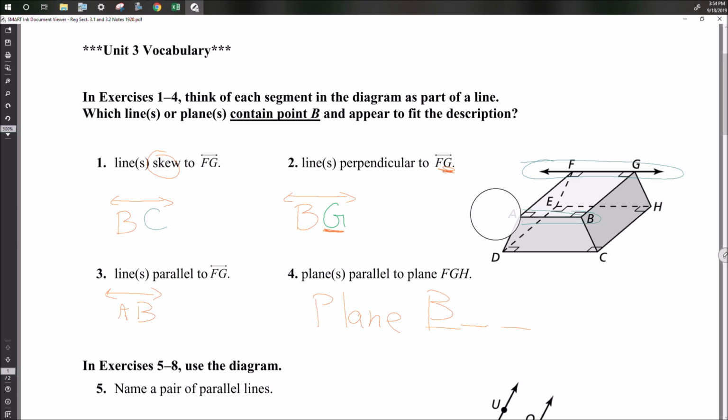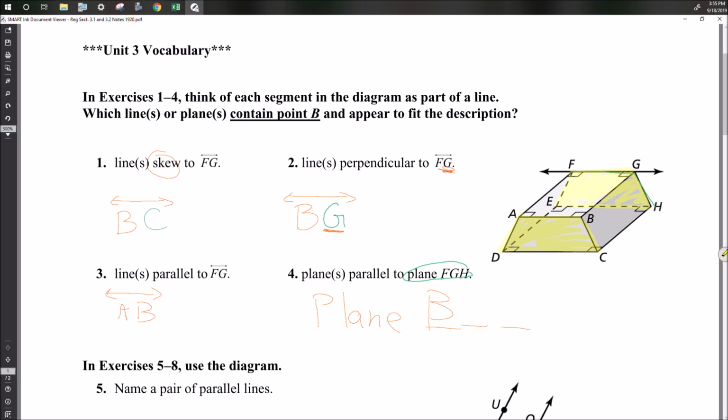Okay, last thing, checking parallel planes. So plane FGH. So FGH, that's that plane in the back. I'm going to use that highlighter to highlight it. So notice that the shape of that plane is a trapezoid. There's also a plane over here in the front that contains point B that is also a trapezoid. It's going to be parallel to that plane in the back.